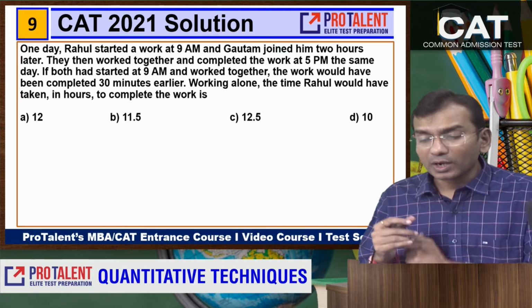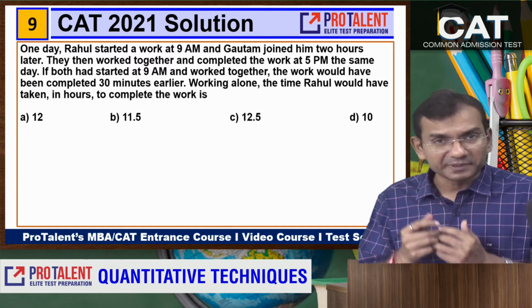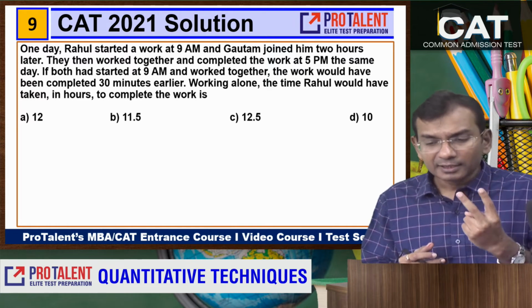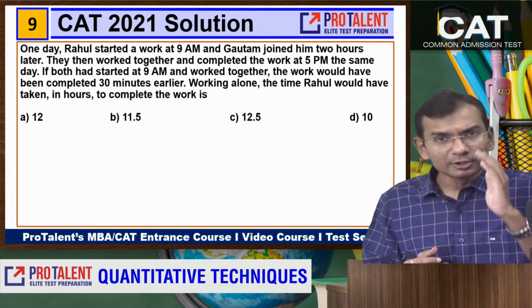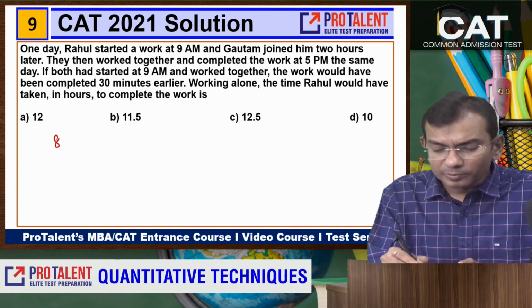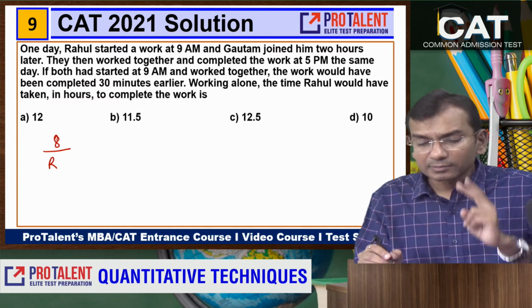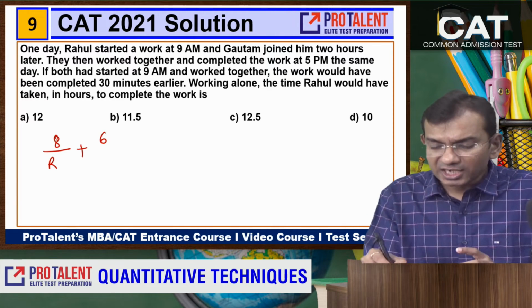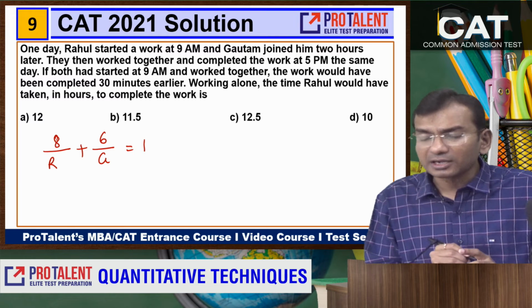Then they worked together, completed work at 5 p.m. दोनों ने मिलकर काम किया. राहुल ने 9 बजे चालू किया, 9 से 12 3 घंटा, 12 से 5 5 घंटा, 5 + 3 8 घंटा. 8 घंटों में राहुल ने काम किया. गौतम 2 घंटे के बाद आया, सो दैट इज 6 घंटा. गौतम और दोनों ने मिलकर काम कर दिया.